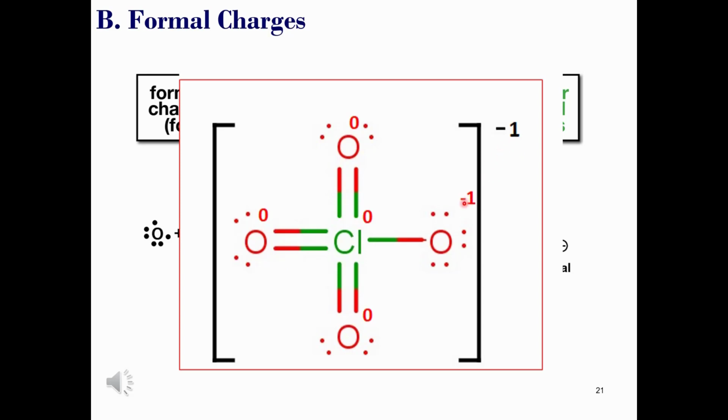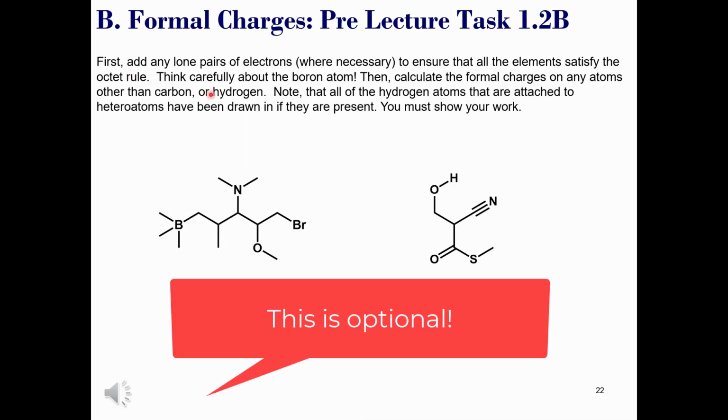On the next slide are some problems for you to complete. First, add any lone pairs of electrons when necessary to ensure that all the elements satisfy the octet rule. Think carefully about the boron atom. Then, calculate the formal charges on any atoms other than carbon or hydrogen. Note that all of the hydrogen atoms that are attached to heteroatoms have been drawn in if they are present.